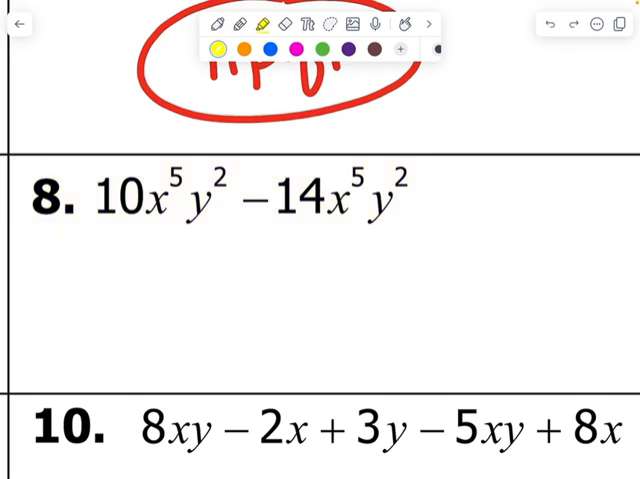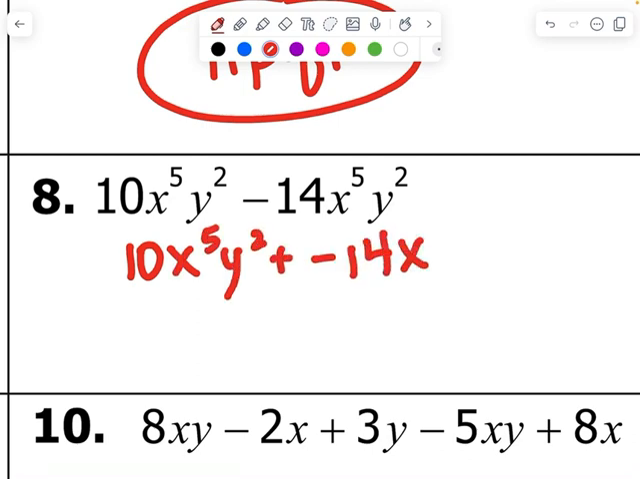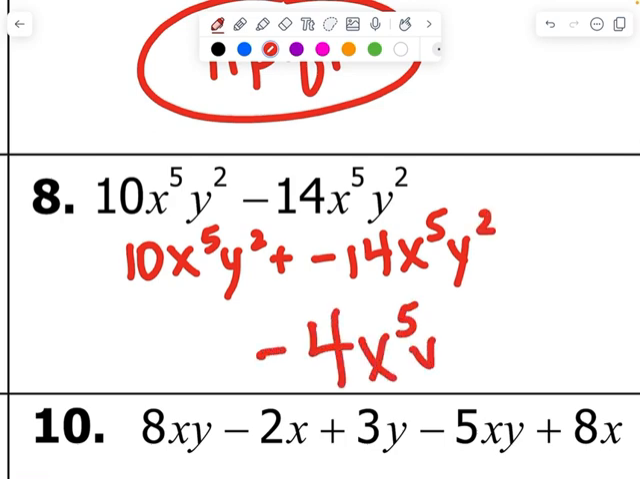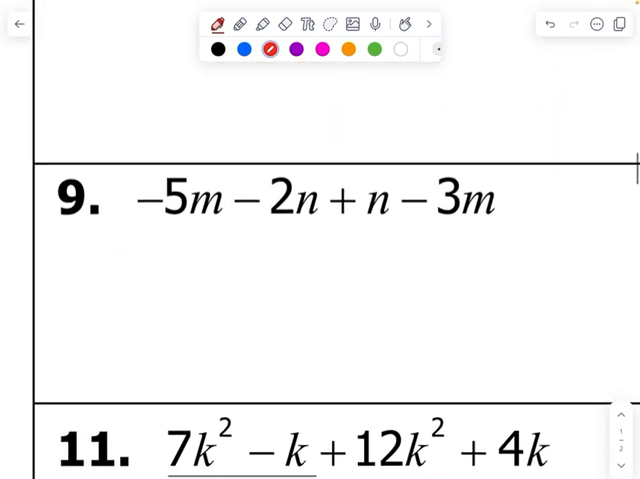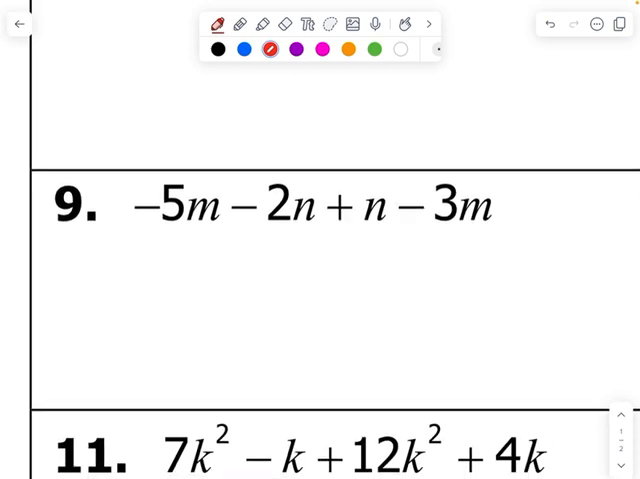Okay, so we have like terms because we have x to the 5th y squared, x to the 5th y squared. So you can either think of this as 10 minus 14, or if you need to, add the opposite, but we're going to get negative 4 x to the 5th y squared. Our variables and exponents are the same, so they stay the same. Okay. Now, what we're going to need to be careful with is when we have different variables happening.